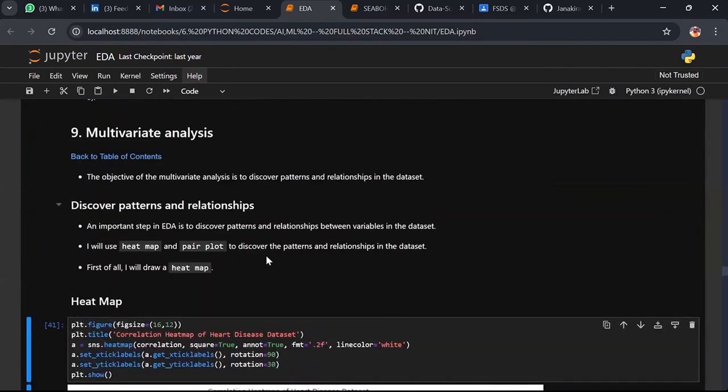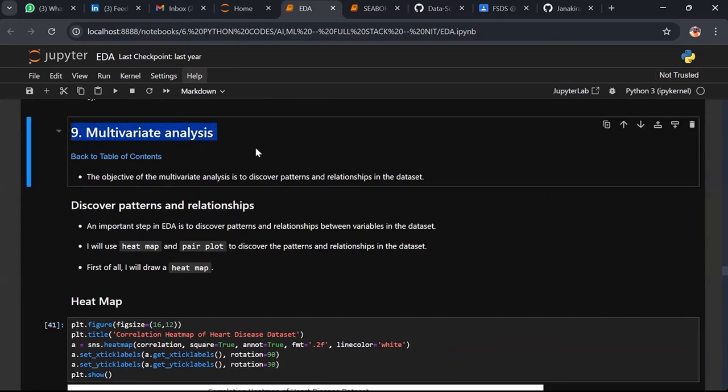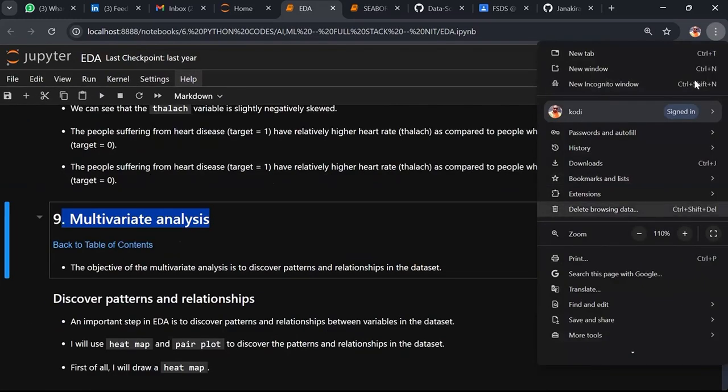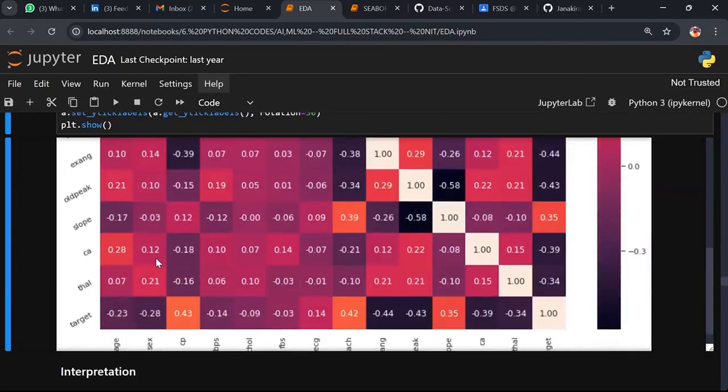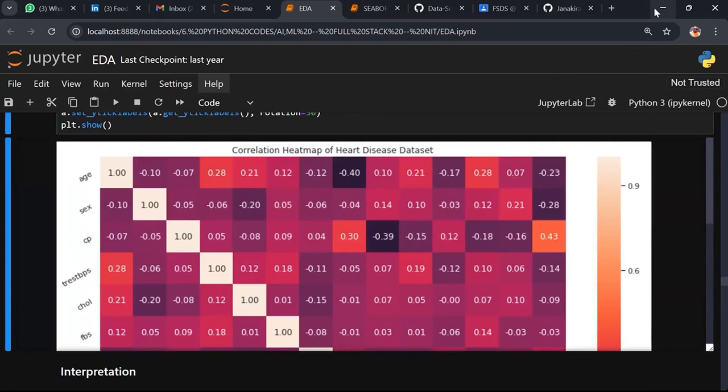Guys, how many of you understand what this is called? Multivariate analysis. What is univariate? Plot the graph using one variable. What is multivariate? Plot the graph using many variables. Do you see, are we plotting the graph using many variables now? Guys, tell me how many of you are clear up to this? You're not getting the heat map?